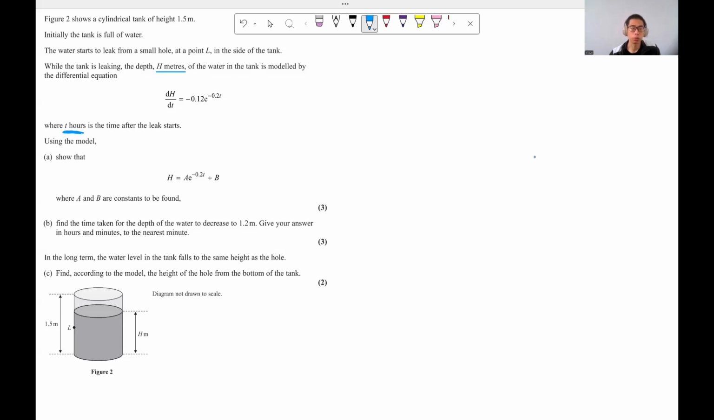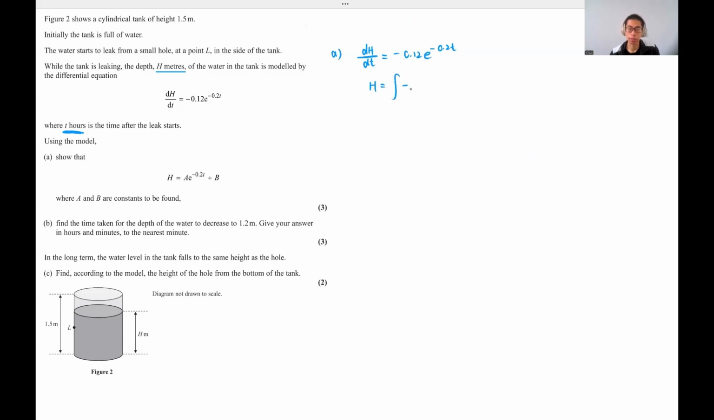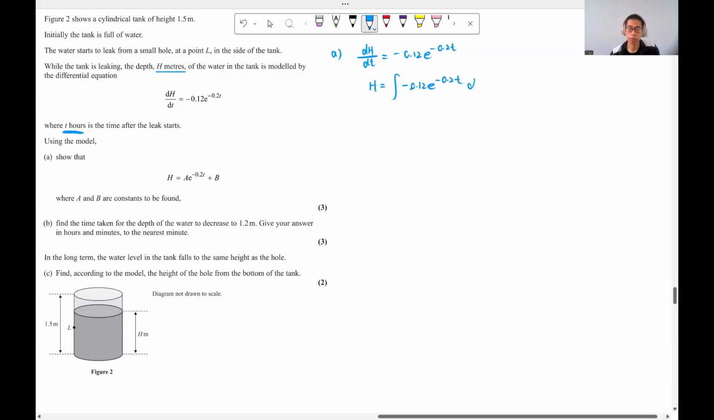So for part A, we just have to integrate dh over dt equal to negative 0.12 e to the power negative 0.2t. For this one, we don't have to use separation of variables because the expression on the right-hand side is just in terms of t. So there's no h in it. We don't need to do separation of variables. We just have to integrate straight away. So h is just the integral of negative 0.12 e to the power negative 0.2t dt.